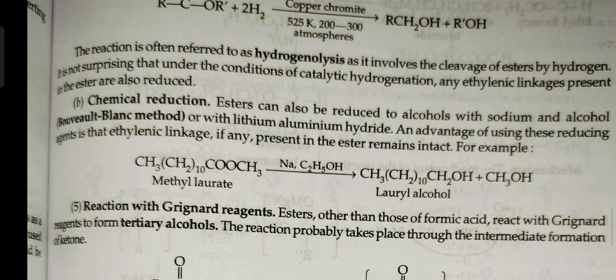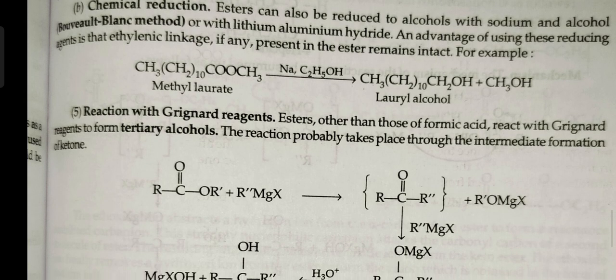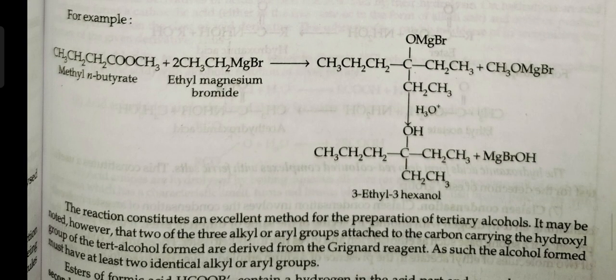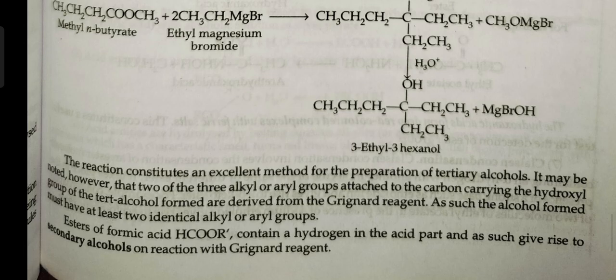Fifth, reaction with Grignard reagent. Esters other than those of formic acid react with Grignard reagent to form tertiary alcohols. The reaction probably takes place through an intermediate ketone. The reaction constitutes an excellent method for the preparation of tertiary alcohols. It may be noted, however, that two of the three alkyl or aryl groups attached to the carbon carrying the hydroxyl group of the tertiary alcohol formed are derived from the Grignard reagent. As such, the alcohol formed must have at least two identical alkyl or aryl groups.